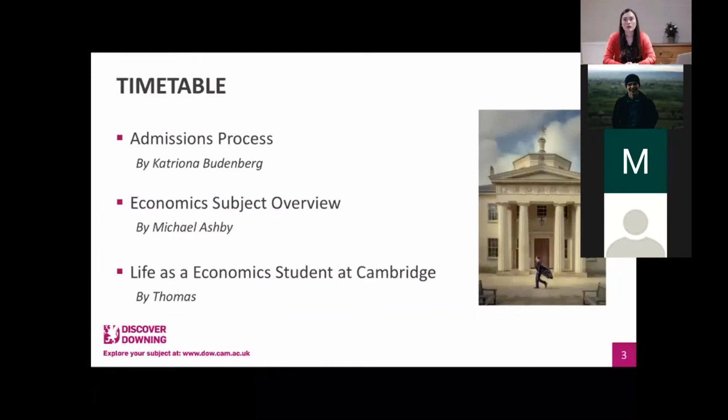So what are we going to look through today? First of all, we're going to start with the admissions process. I'm going to give you an overview of what you need to do if you want to apply and how to go through that. Then I'm going to hand over to Michael Ashby, who's going to talk you through the economics course and what he's looking for in applicants. Then I'm going to hand over to Thomas, who's one of our current second-year economics students, and he's going to talk to you about what it's like studying here at Cambridge.